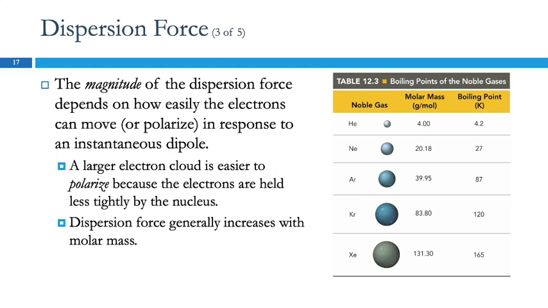Because in order for a liquid to boil, the particles have to have enough kinetic energy to escape from those forces that are holding them together. If those forces are very weak, then it will boil at a lower temperature. So this tells us that the intermolecular forces, the dispersion forces in helium, are much weaker than in xenon. So we can see that dispersion force strength generally increases with molar mass, with size.